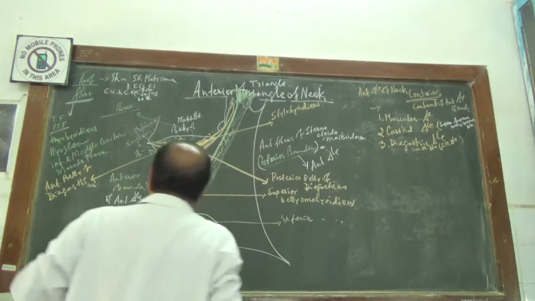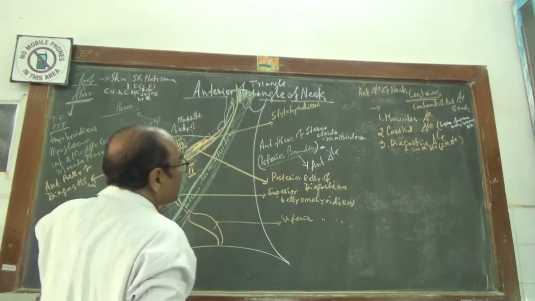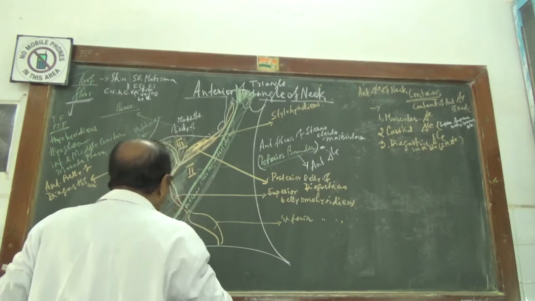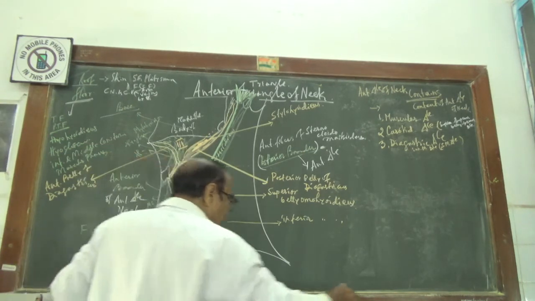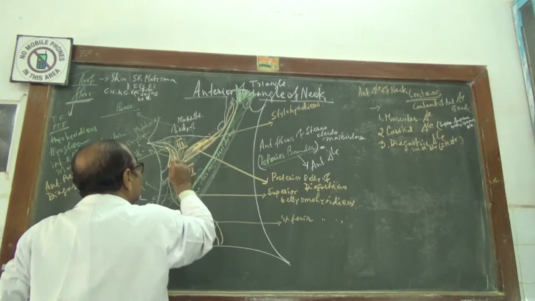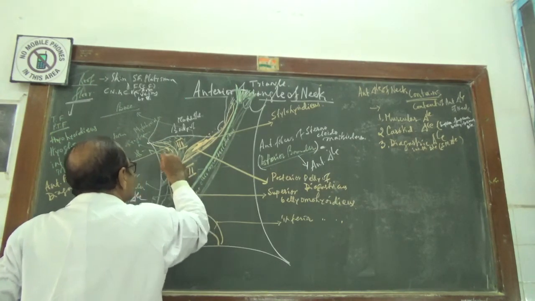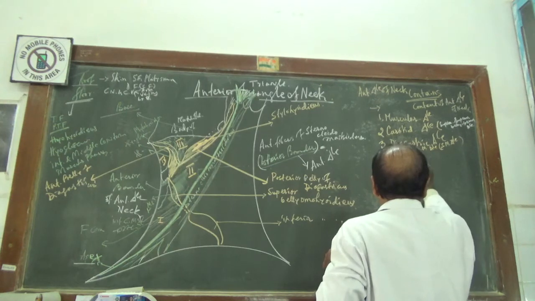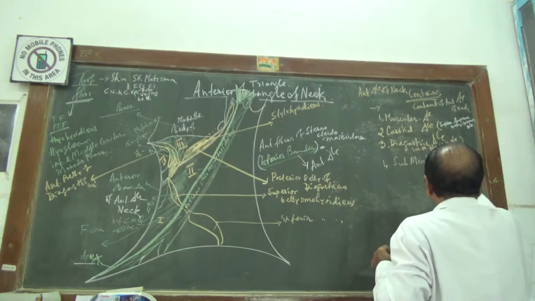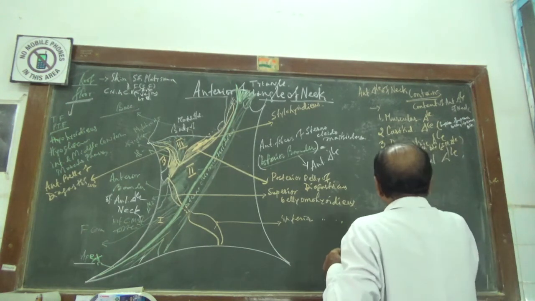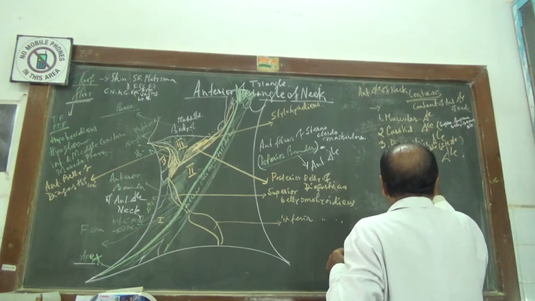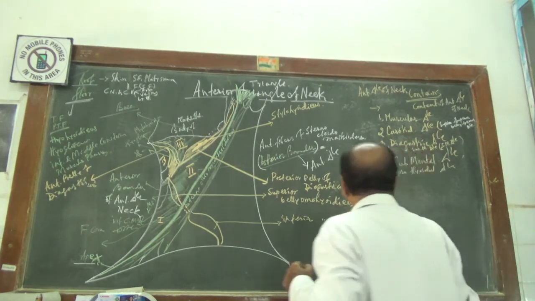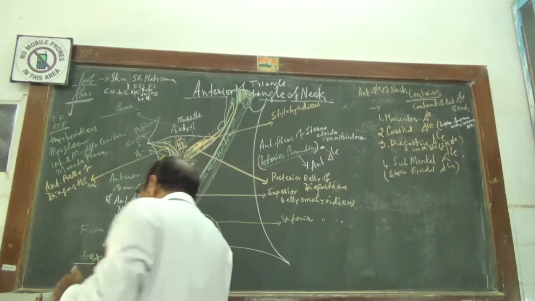Then you have this thing, which is called the submental triangle or suprahyoidal triangle. Suprahyoidal triangle, another name. Now, out of these are the contents.